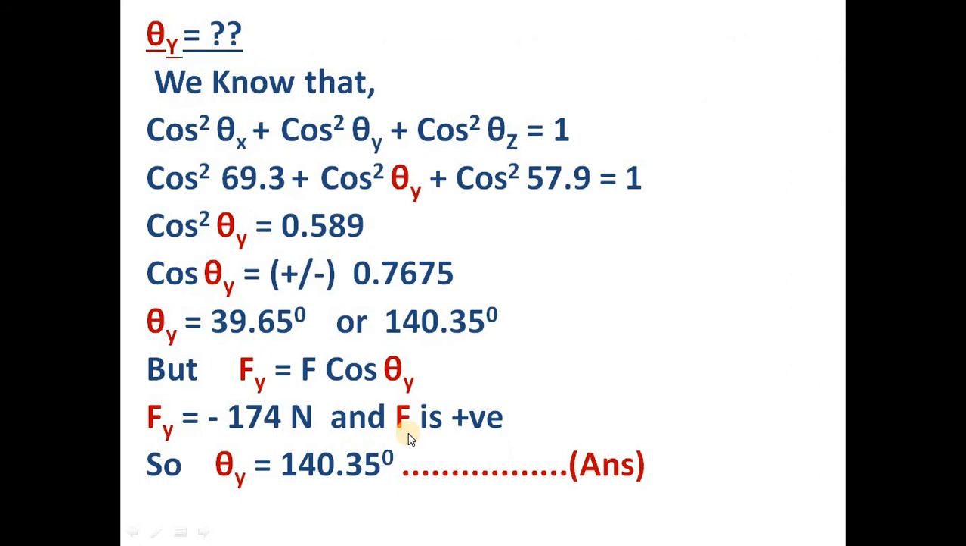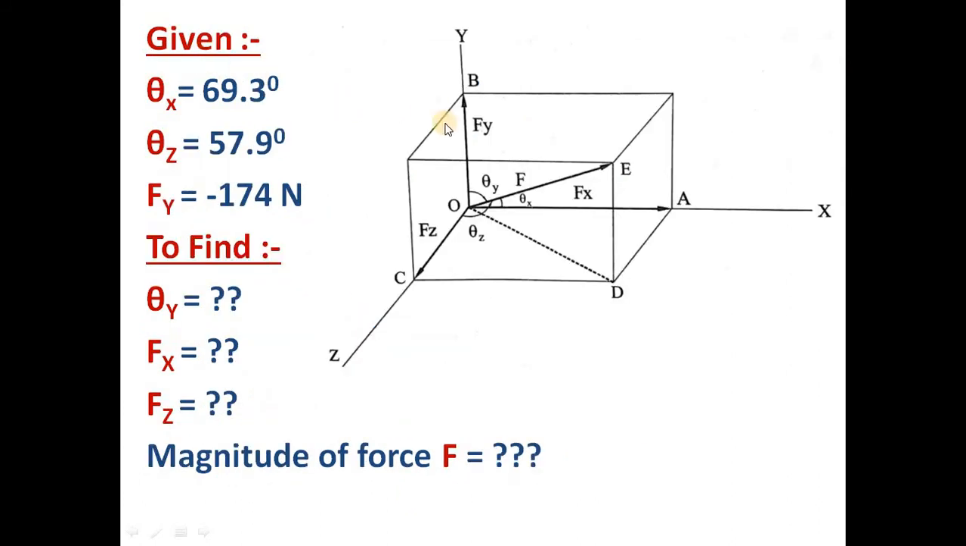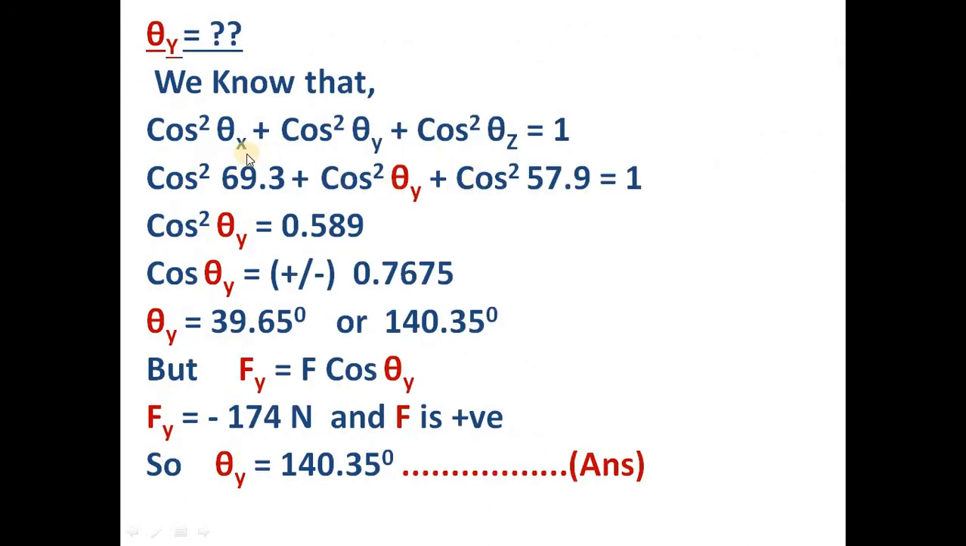Let us start. Our first aim is to find out this angle theta y. For that purpose, we are using this relation: cos square theta x plus cos square theta y plus cos square theta z equals 1. In this relation, theta x is known to us, theta z is known to us, only unknown is theta y.